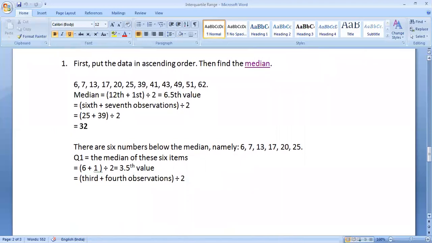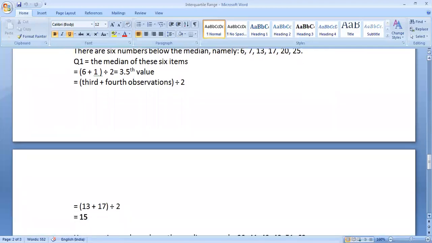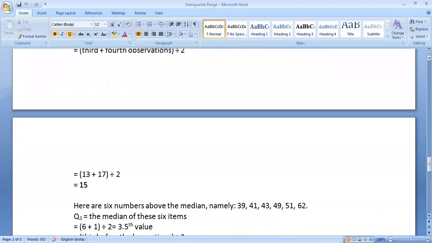After finding the median 32, all the elements less than 32 become the first partition, and elements greater than 32 go to the right side and are considered the right partition. The numbers less than 32 are 6, 7, 13, 17, 20, and 25. So Q1 is the median of these 6 elements. The number of elements is even, so we take the average of the middle numbers, 13 plus 17 divided by 2, which equals 15. So Q1 equals 15.